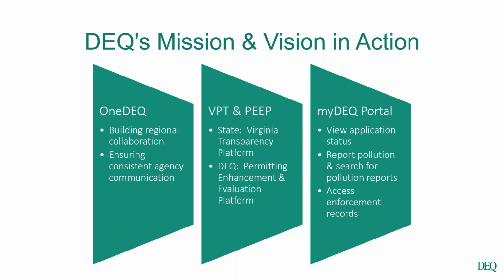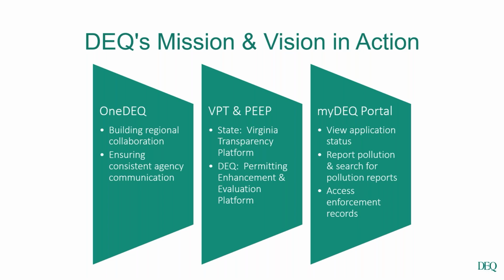They're one DEQ. We're unifying our communications across the board so that when you see a presentation, a social media post, or any other form of outreach from us, you'll be able to recognize it as coming from the DEQ. Additionally, there's the Virginia Permit Transparency, or VPT platform. The VPT is a centralized platform that the public can use to track the status and timeline of critical steps in the Commonwealth's permitting process.